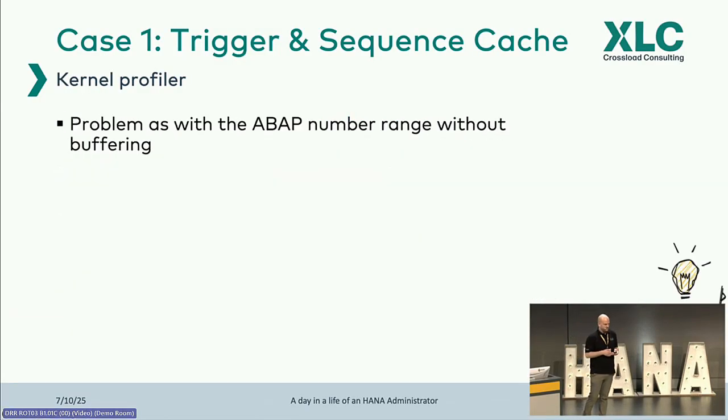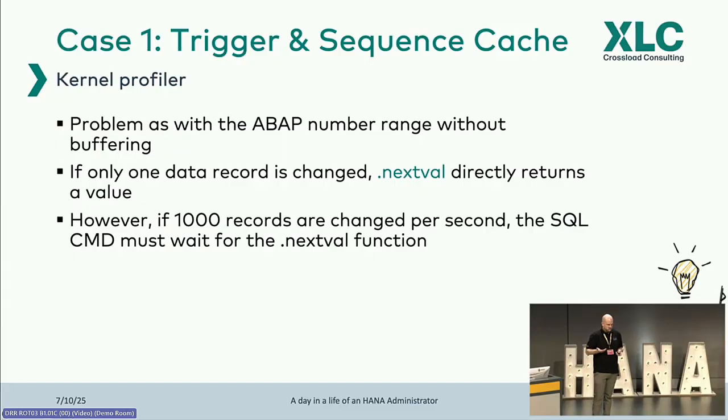So that's likely the same as an ABAP number range which is not buffered. You only have one sequence value. So if only one record is changed, the next val function gives back one number. But if you're changing 1,000 values at the same time, the next val function needs to be executed 1,000 times, and it needs some time. And that was one of the main reasons why the execution was so slow at this point.